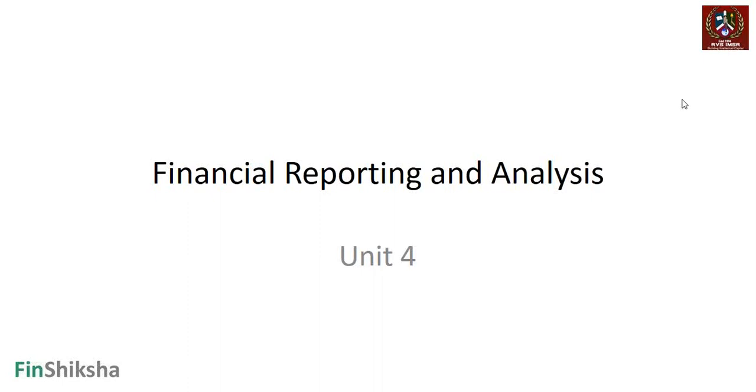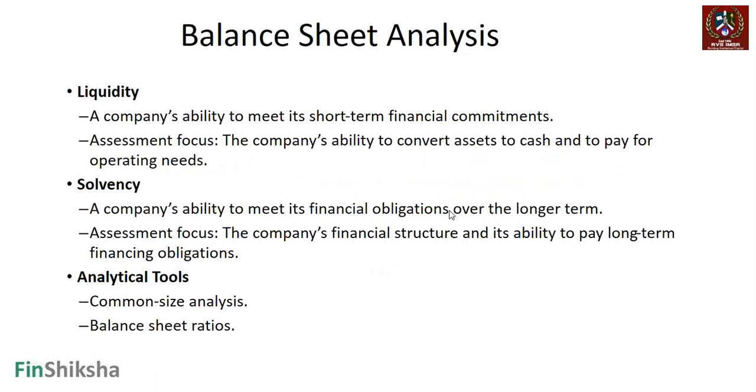We continue with our next section in terms of financial reporting and analysis on the balance sheets portion in Unit 4. And now we discuss the next way of analyzing balance sheets, which is using balance sheet ratios. Typically, a balance sheet analysis would hinge on two broad parameters. One is the liquidity position of the company. The second is the solvency position of the company.